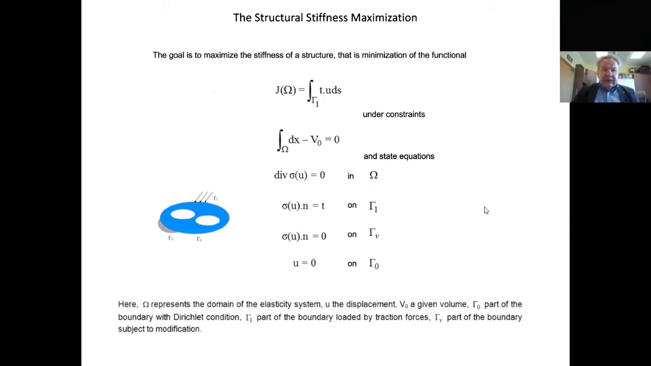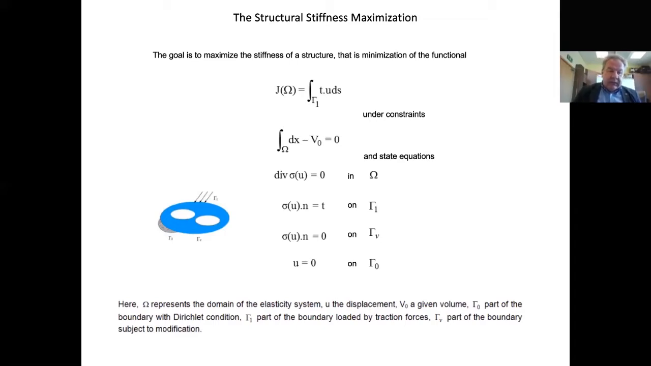So let's start with some basics. Our goal is to maximize the stiffness of the structure. So it means we have to minimize the compliance functional. Of course, such a problem has no solution if there is no additional constraint. And usually this additional constraint is a volume constraint. So with this state equation, we can look at our problem like in this picture.